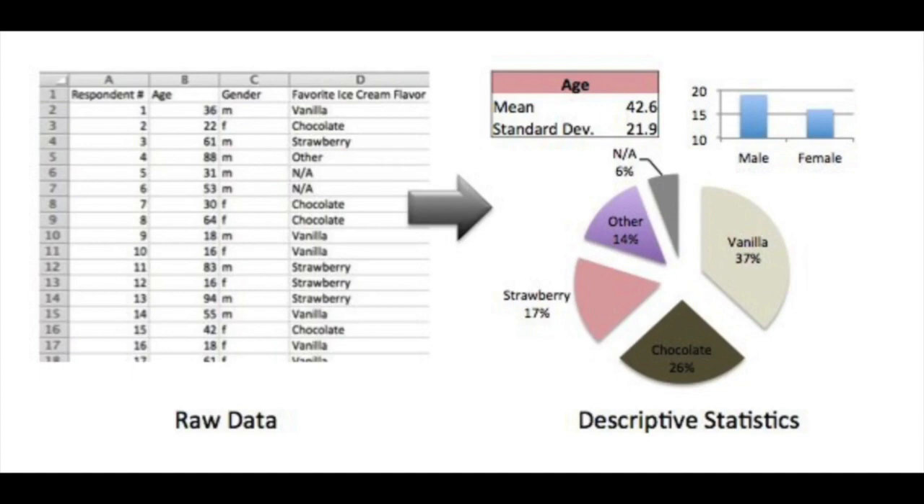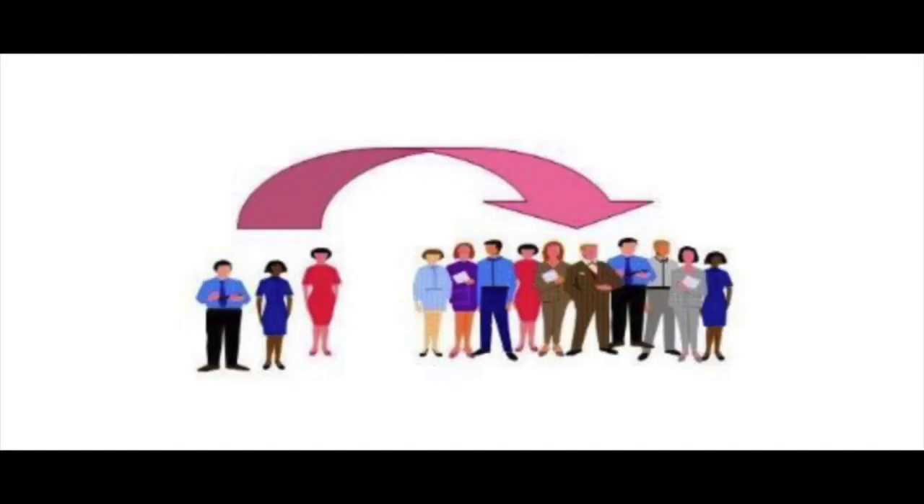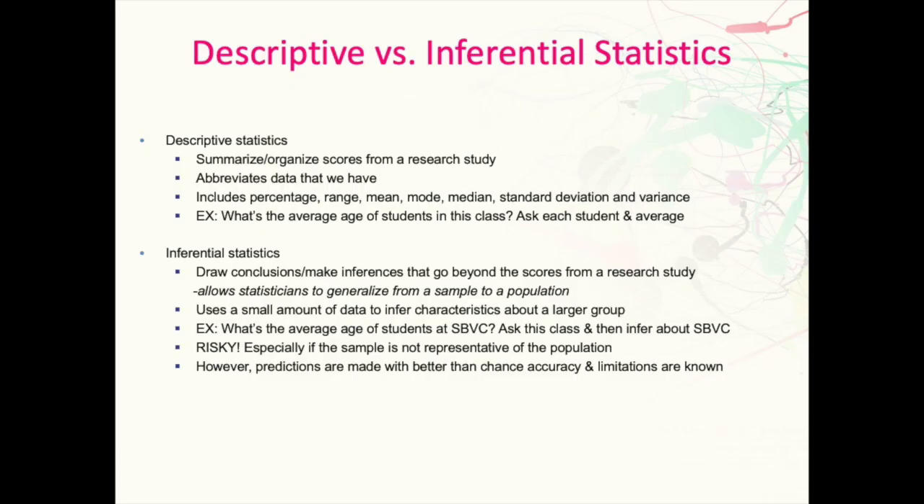Okay, and then the other broad type of statistics is inferential statistics. Inferential statistics allow us to draw conclusions and make inferences that go beyond the scores from a research study. In other words, it allows statisticians to generalize what we find in a sample to the whole population. And so we can use just a small amount of data or a small number of people to infer characteristics about a lot of people or a larger group.